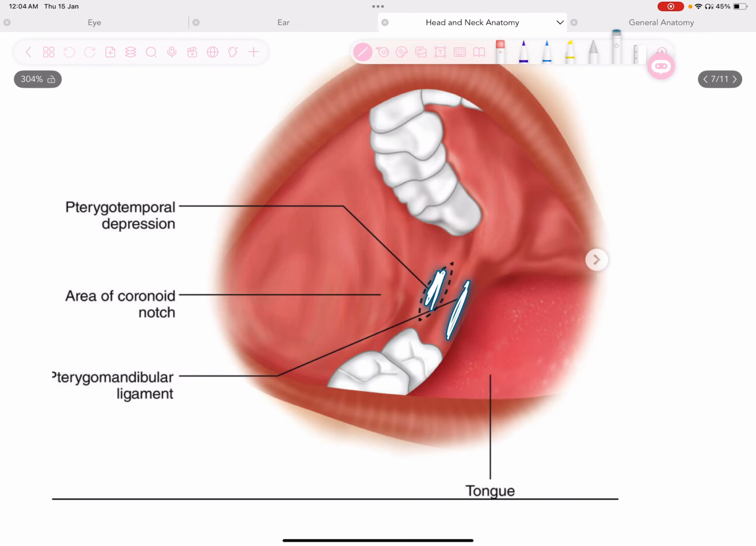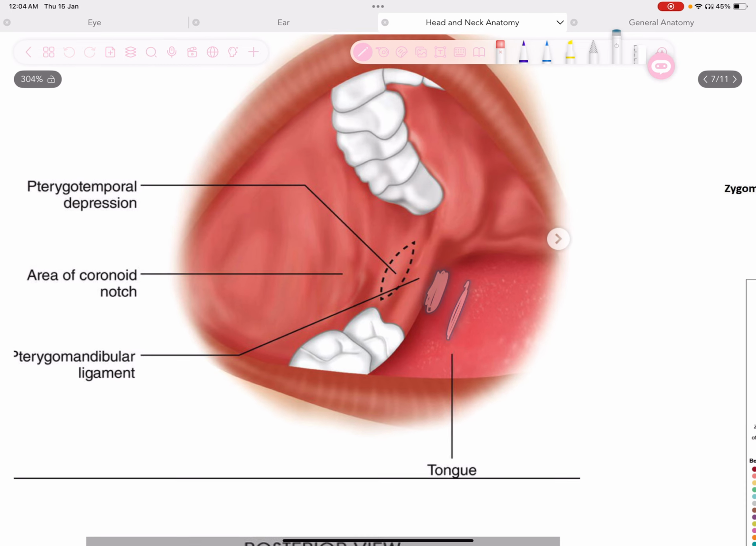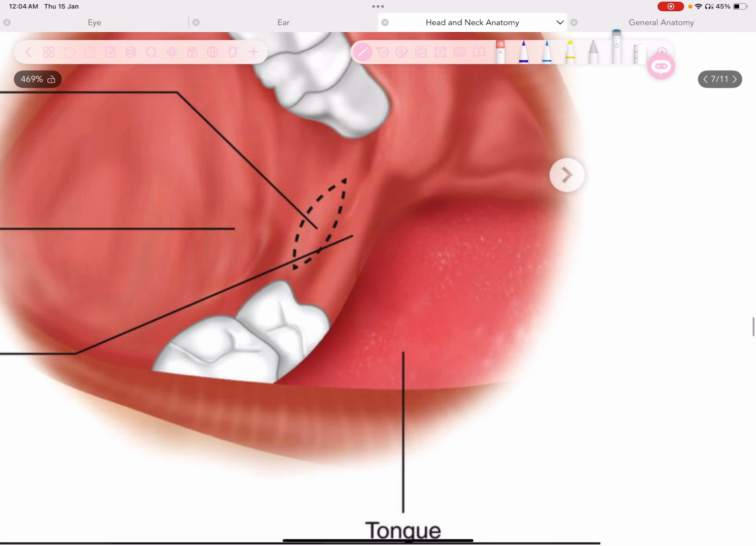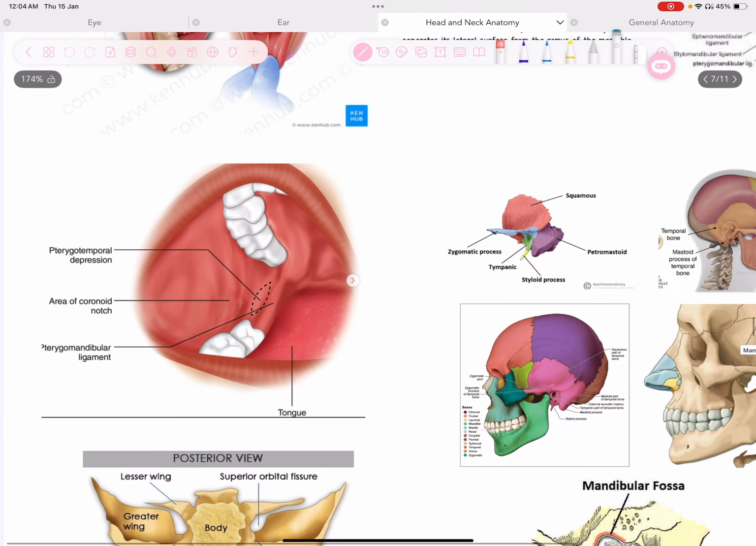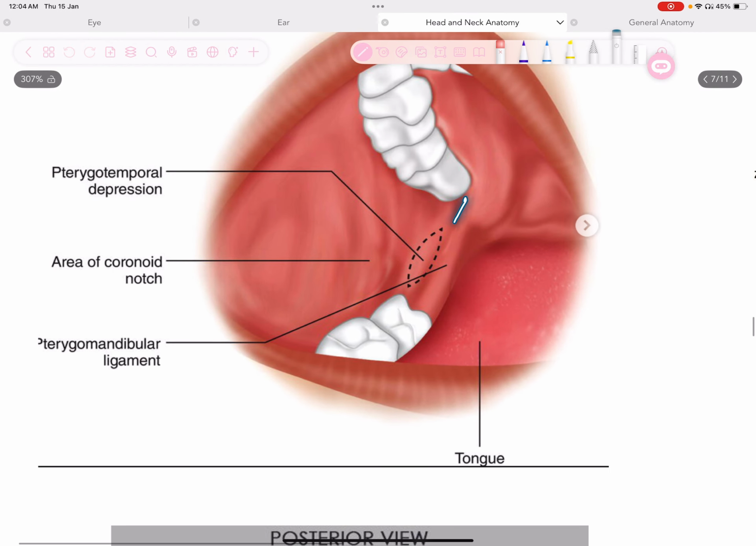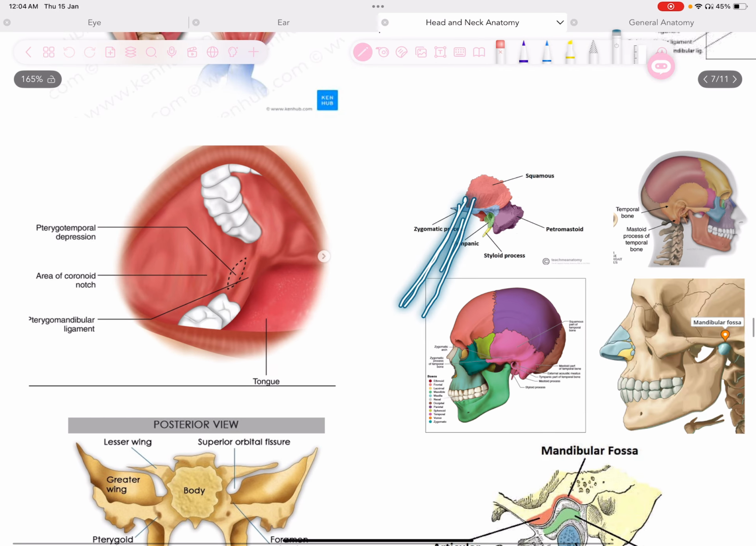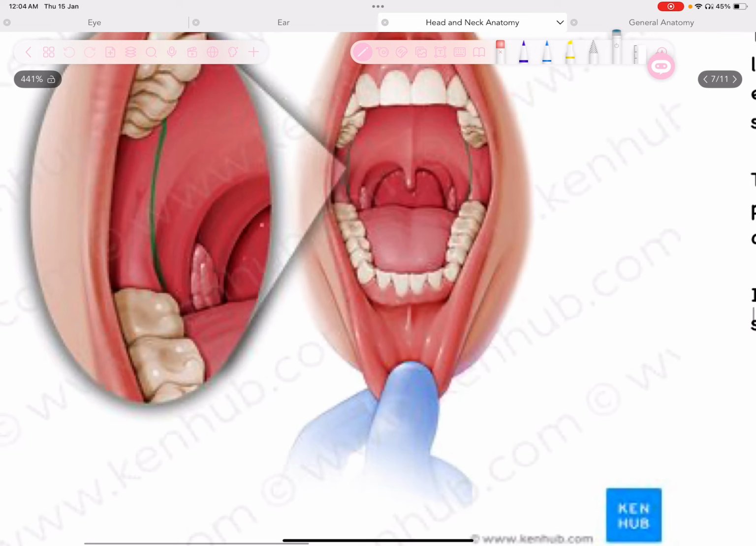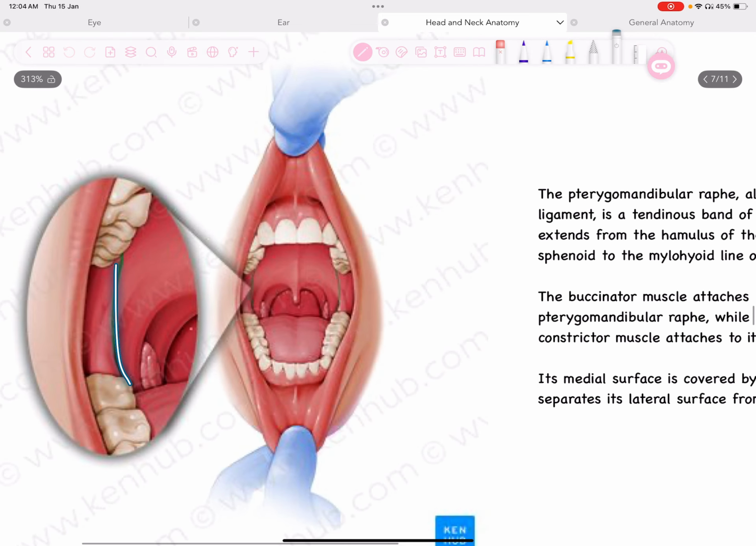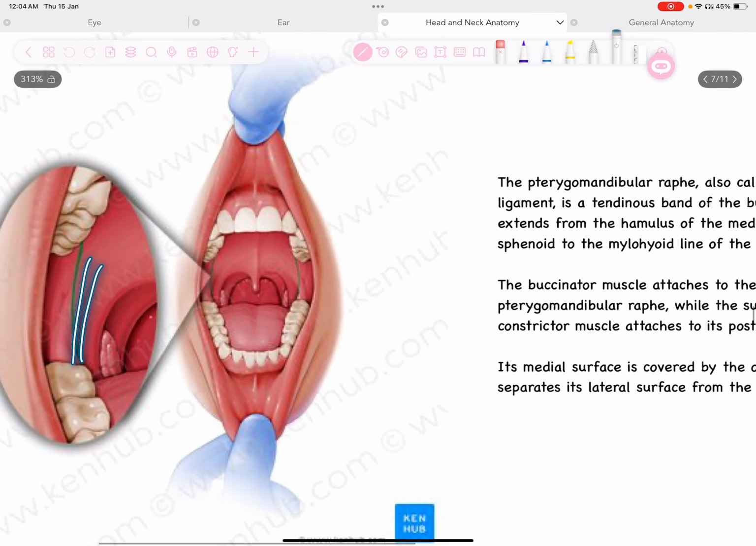This is the pterygotemporal depression, but anyways, that's not something for you. So this is the pterygomandibular ligament. It runs from the pterygoid plate to the mandible, right? Right here you can also see the pterygomandibular raphe, or pterygomandibular ligament.